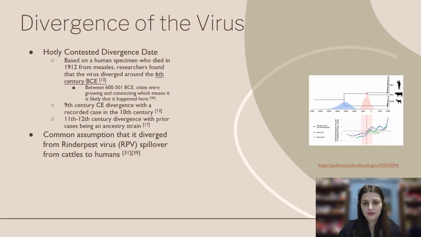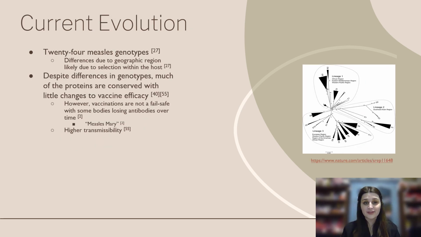So the common assumption is that the virus diverged from the rinderpest virus due to spillover from cattle to humans. This can be seen in the little graph on the right. So currently, there are as many as 24 different genotypes of measles split due to geographic region. So despite these minor differences, much of the proteins are actually conserved with little changes to vaccine efficacy.